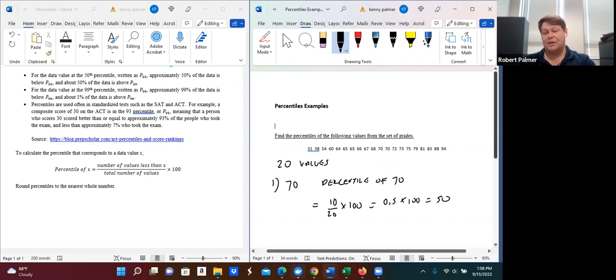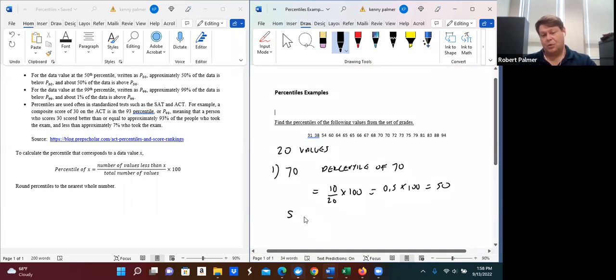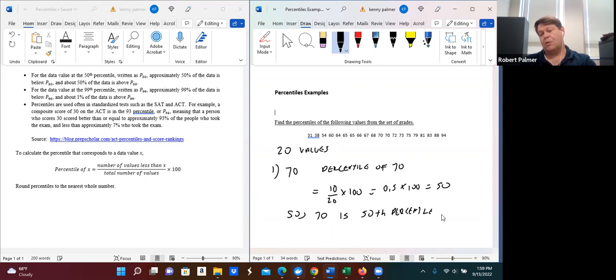And so once again, what this tells us is that the grade 70 is the 50th percentile. Or we write that as P50. That's the 50th percentile. So if you scored 70 on this test, that means basically half the people scored worse than you, and half the people scored better than you.